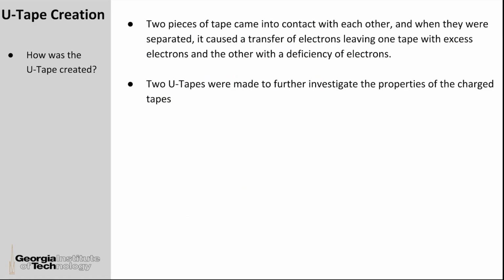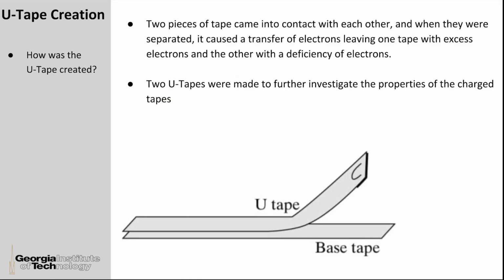So how was the main charged piece of tape, or U-tape, created? When two pieces of tape come into contact with each other and they're separated, it leaves one tape with an excess amount of electrons and the other with a deficiency of electrons.